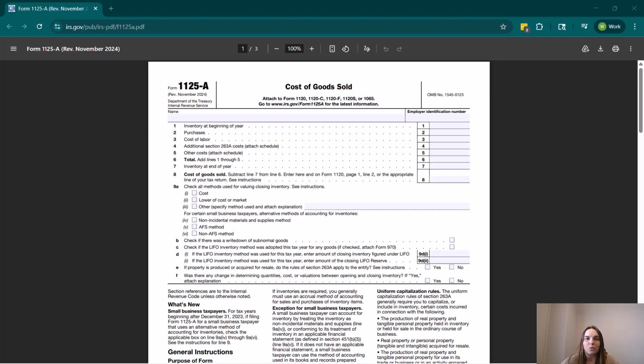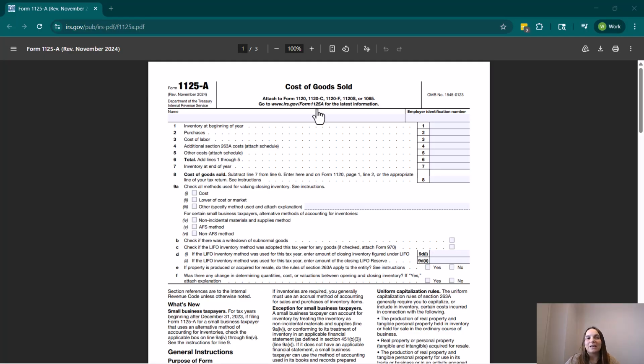Today we're going to go over Form 1125A. So this is our cost of goods sold form. And this form gets connected to your 1120, your 1120S, your 1065. So those are our C Corporation, S Corporation, and partnership tax returns. And this is how we determine, or how we report, our cost of goods sold. So this gets attached to those forms as an addition, essentially.